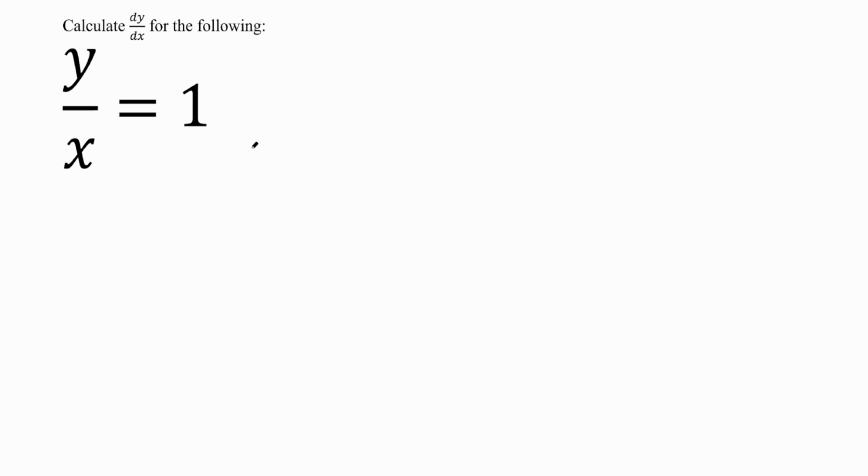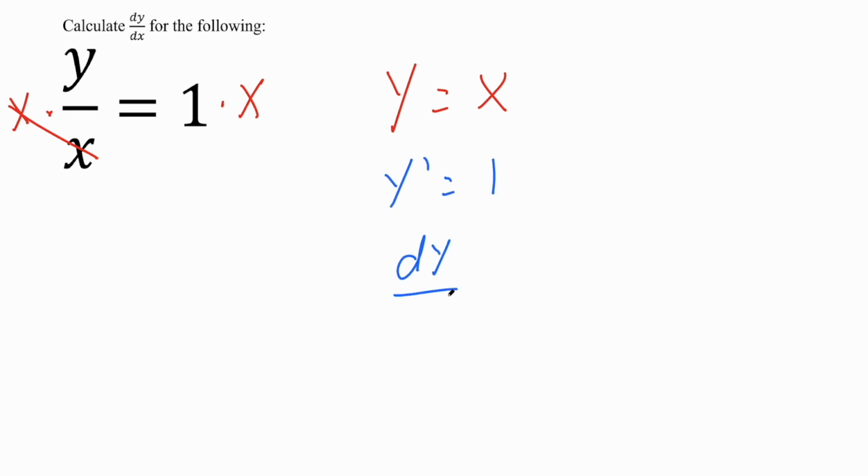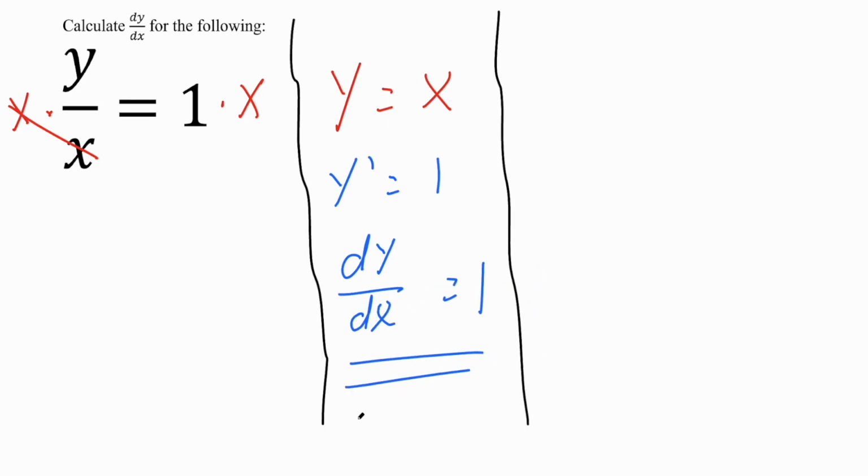So, one way to solve this problem, what if we go ahead and multiply this piece by x and this piece by x? We know x divided by x is just 1. It cancels out. So, what we have is y is equal to x. So what if we take the derivative? We get y prime is equal to 1. So we're saying that dy over dx is equal to 1. This is an answer. I'm going to call this option 1. So one way of doing it.